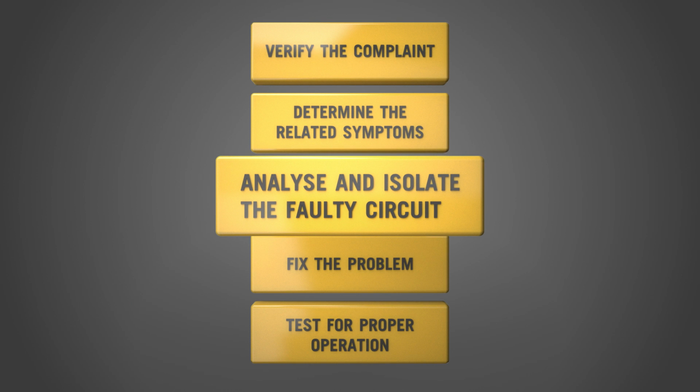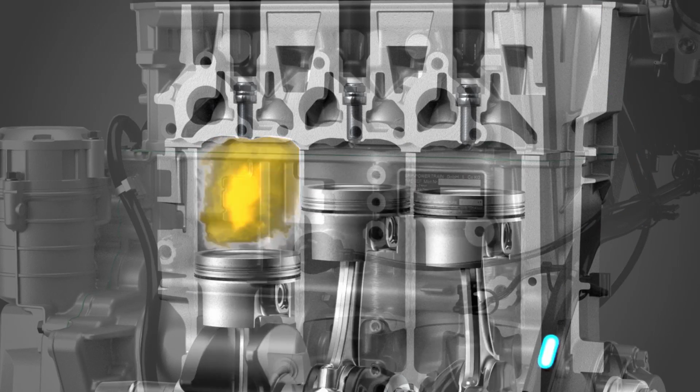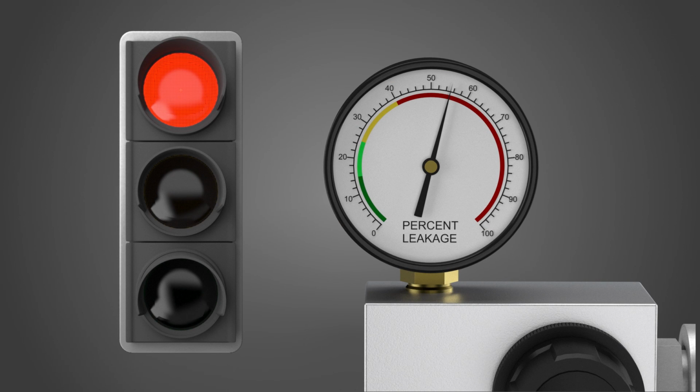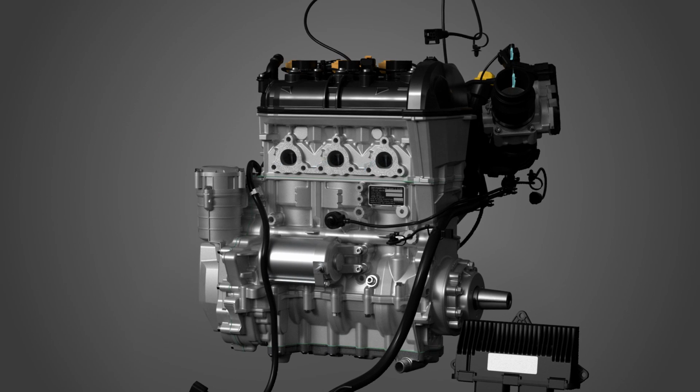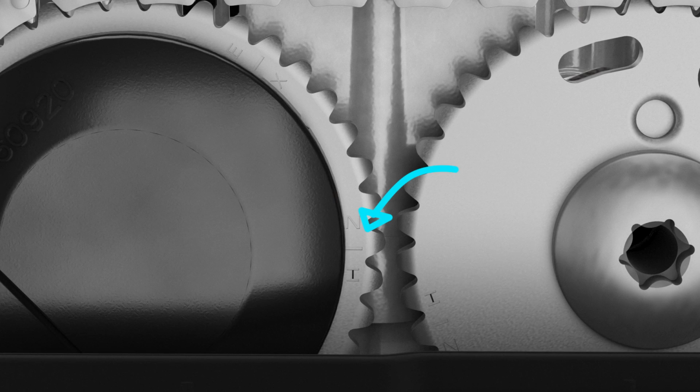To find the cause of an engine performance problem, you're going to have to use all the information available to you in order to quickly pinpoint and isolate the faulty system. Performance problems can typically be either mechanical or electrical in nature. A mechanical problem can include low cylinder compression or excessive combustion chamber leakage, restricted exhaust or intake airflow, incorrect cam timing, or any other mechanical failure that can affect combustion.